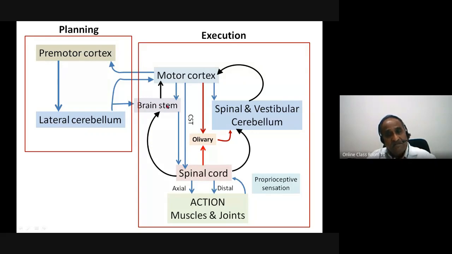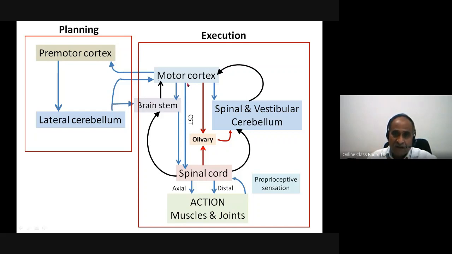Here I am mentioning the brainstem because part of it is going to the olivary nucleus, and part of it is going to the reticular system and the vestibular system for the posture regulating mechanisms. So that is about the planning. Because this copy of the information is sent, the copy of the information is sent.